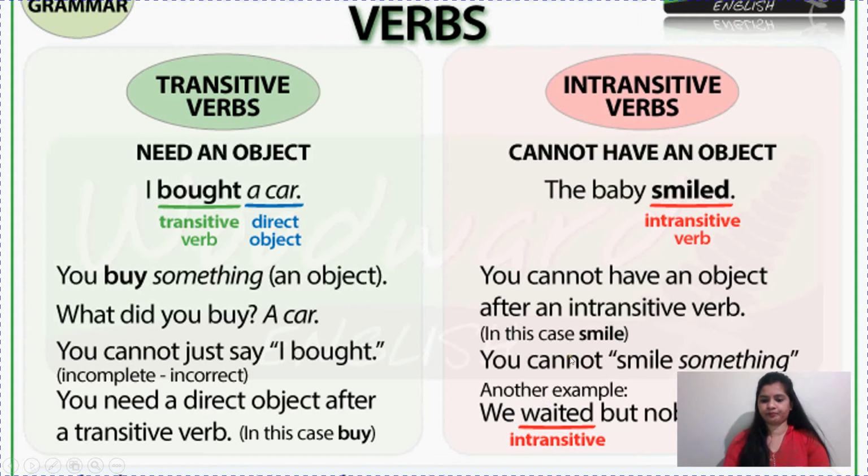Okay, let us see one more example. We waited. Why is it intransitive? But nobody came. Okay, so children, suppose we have written only we waited. You understand that we are waiting for someone or something, but nobody came. Suppose you have written nobody came. It is itself a complete sentence. You don't need an object here. Suppose we waited. So you know that you are waiting for someone, right? So it is a complete sentence. So it is intransitive.